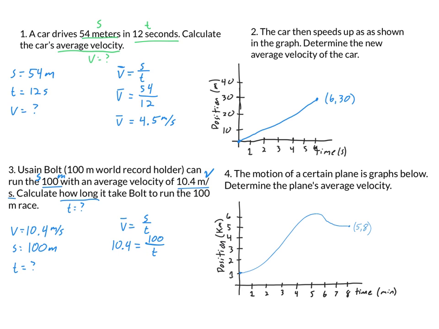Now this actually does require a little bit of algebra. The first thing I've got to do is get the variable, the t, out of the denominator. So I'll multiply the t to the other side, so it crosses out over there. So now I end up with 10.4t equals 100. The next step is to get the t by itself, divide both sides by 10.4. So it crosses out over there. So t is going to be whatever 100 divided by 10.4 is. That turns out to be 9.6 seconds.